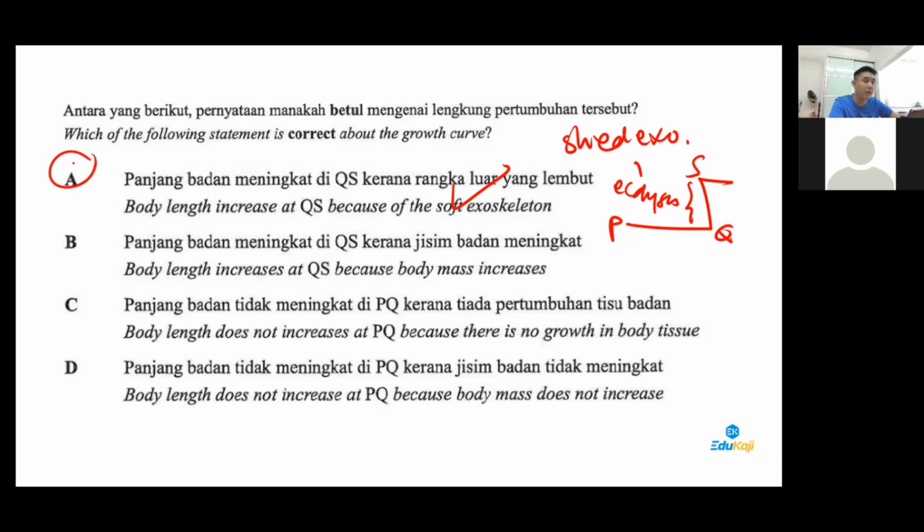Don't worry, let's check the rest. Body length increases because body mass increases. Not only the length, guys, it's the whole body. PQ does not increase because there's no growth. No, not because there's no growth, but because the exoskeleton is hard. Hard exoskeleton makes it difficult to grow. So A is very accurate, guys. A is downright very accurate.